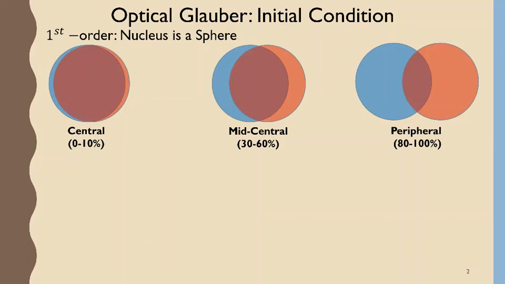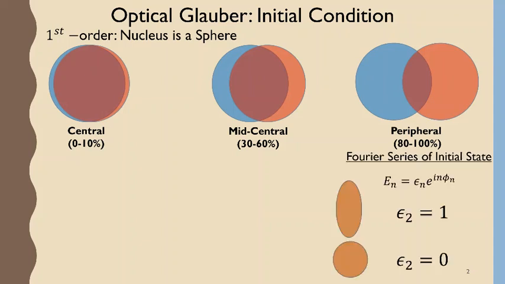One of the ways we characterize this initial geometry, the main way, is using a Fourier decomposition of the initial state, where these epsilon n's characterize the different types of geometry present in this profile. Looking at the epsilon2 coefficient, if it's close to 0, you would have a very circular initial condition, whereas as it gets closer to 1, you'll be looking at something much more elliptic.